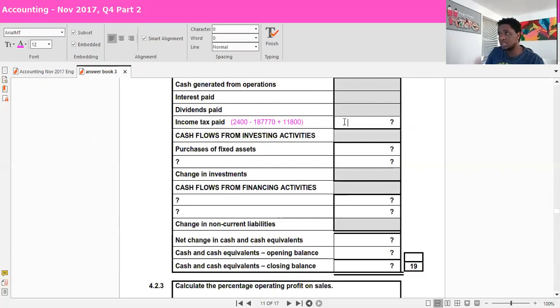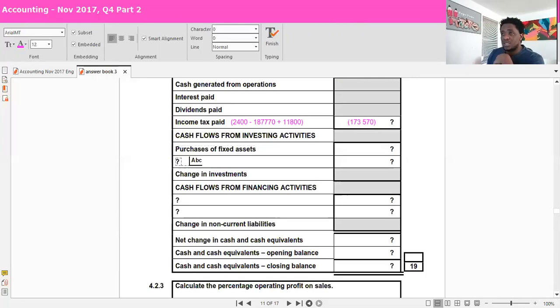Also, guys, this is obviously a payment, so this is money that's going out. If this is money that's going out, it means that we need to put brackets on that money. It's an outflow of cash, it's not an inflow. So we'll put this one in brackets, so it would be 173,570. Cool. And then we move on to the purchase of fixed assets.